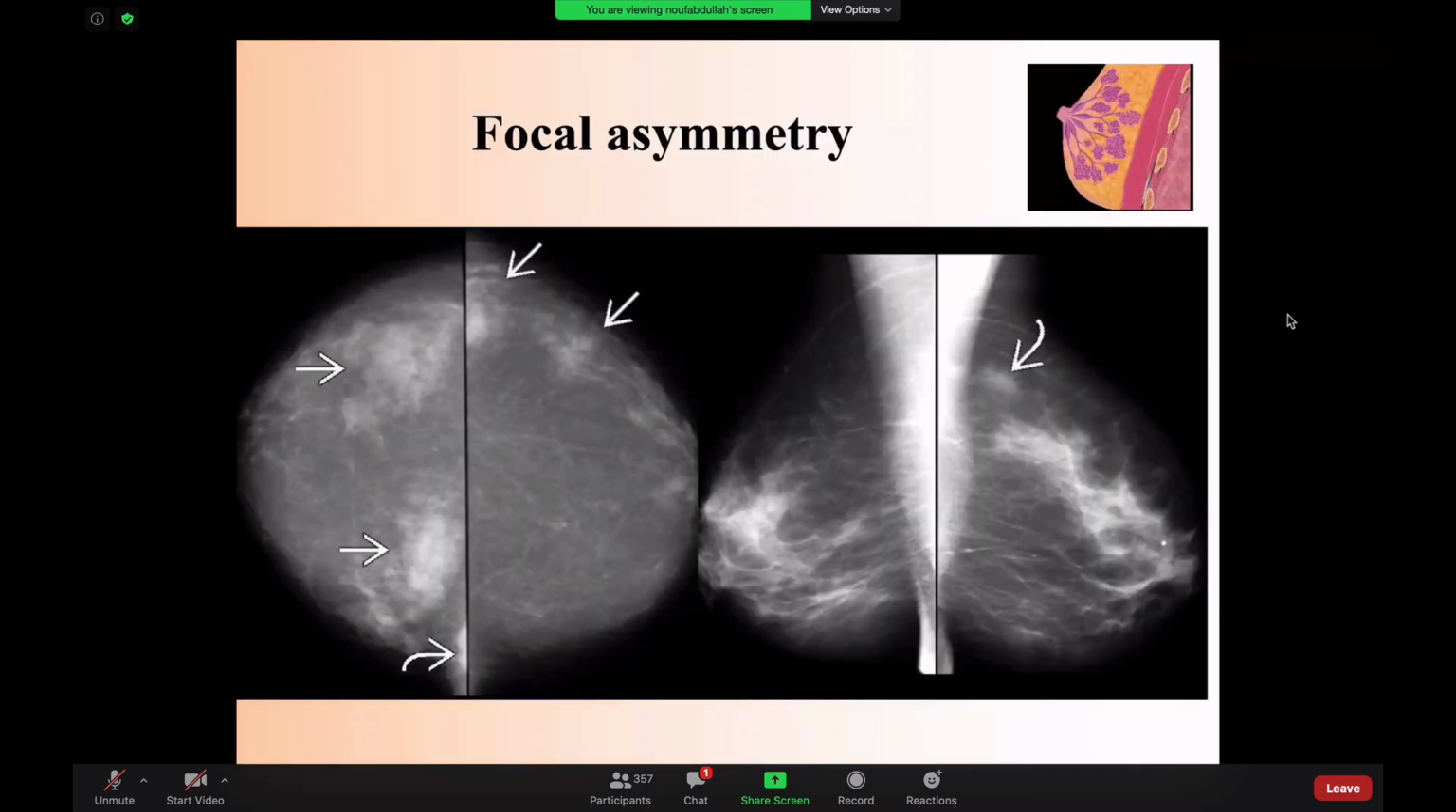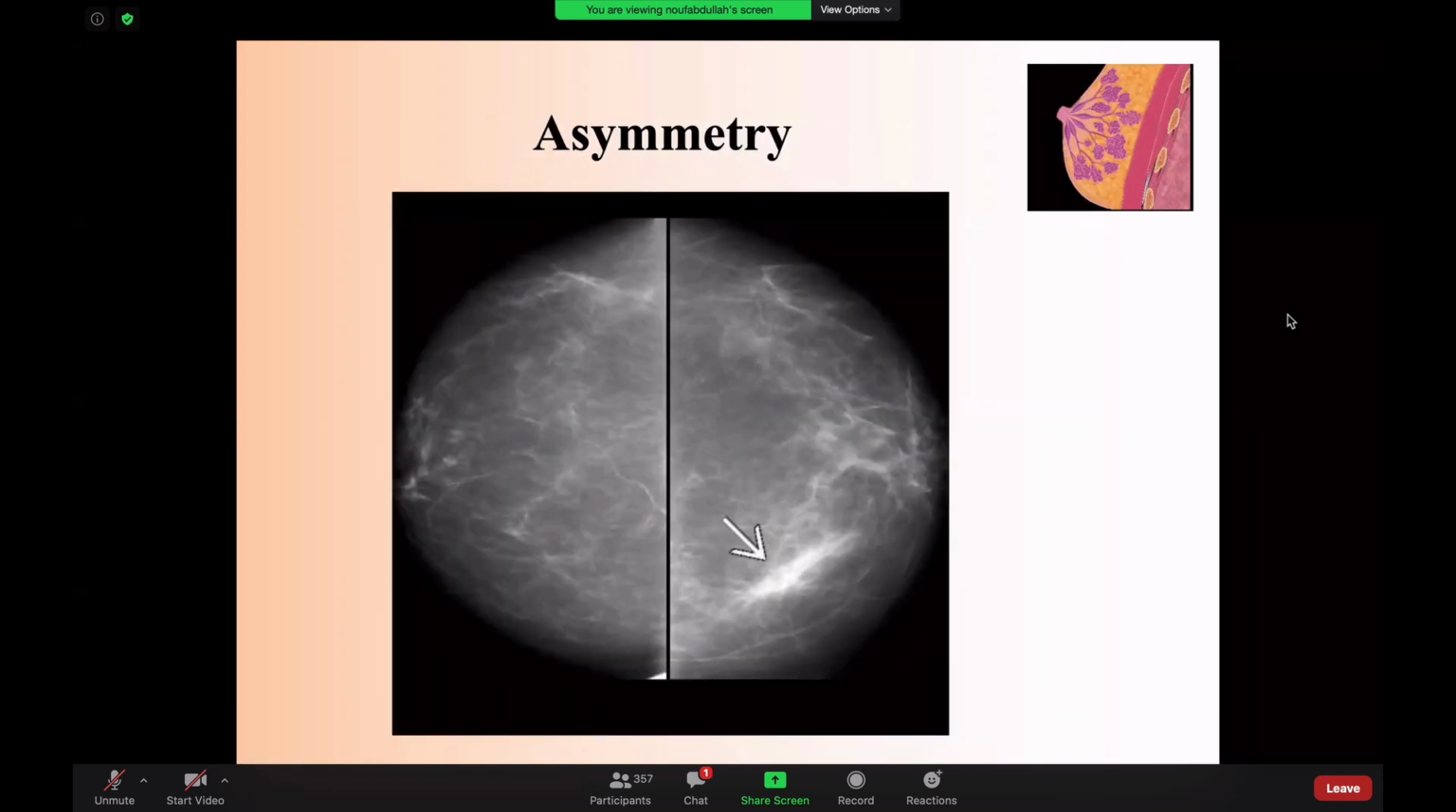Focal asymmetry is very similar to global asymmetry. However, the size of the density you're looking at is small. So these are areas of focal asymmetry. This is typical of focal asymmetry. Again, it is very important to ask about previous imaging and palpable abnormality, and you try to find it on the other view.